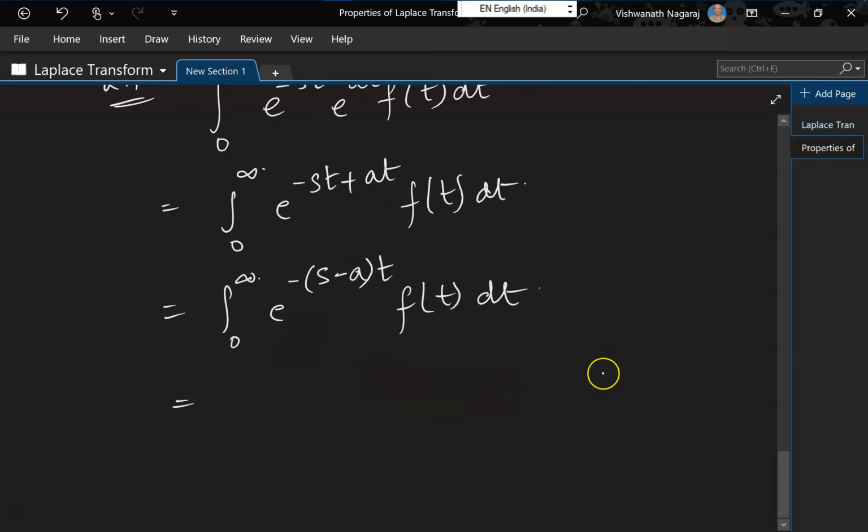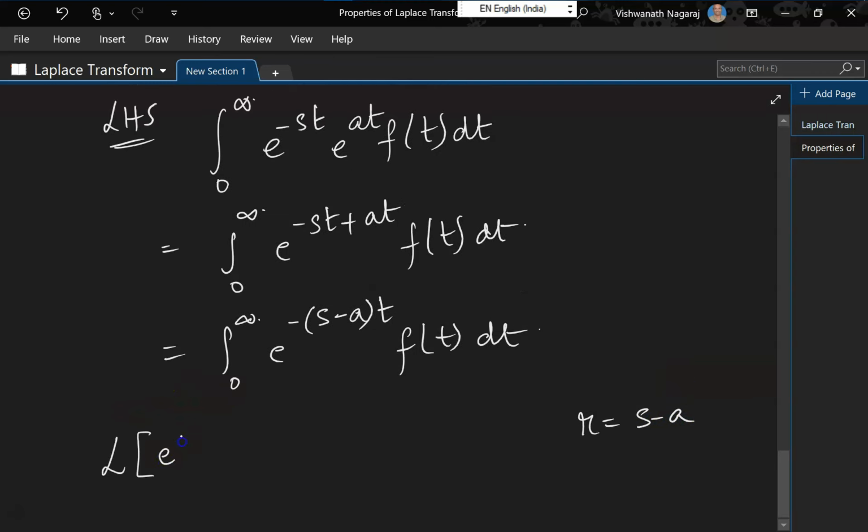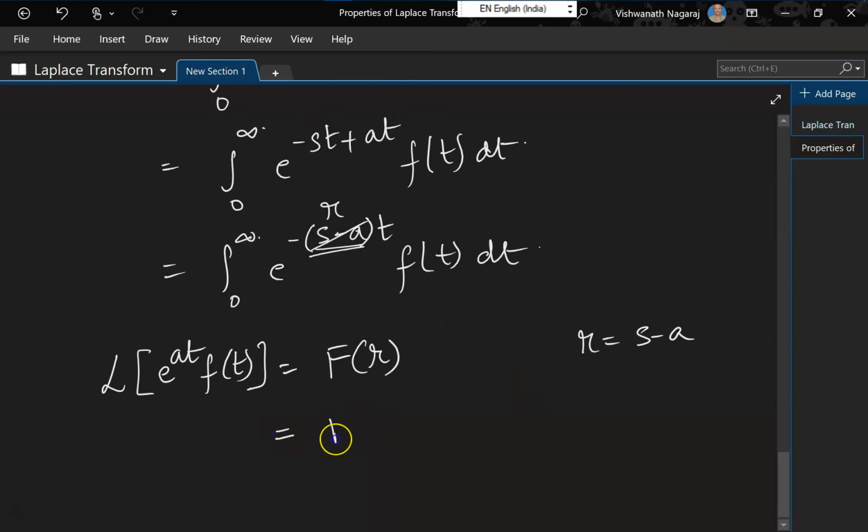Now what we can do, to keep things simple, is say r is equal to s minus a. So the Laplace transform of e to the power of at f of t is equal to capital F of r. Remember, this will become r, which can be written as F of r, which is nothing but F of s minus a. Same thing, we are writing it differently. If we don't use this r, then we would write it in this form.